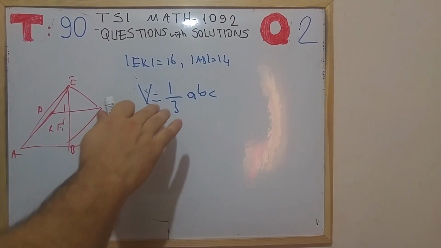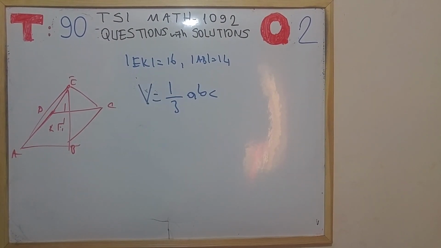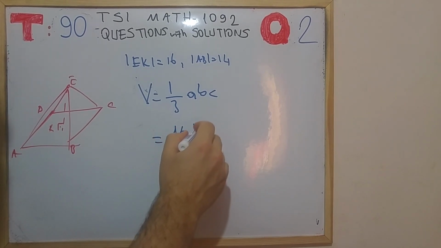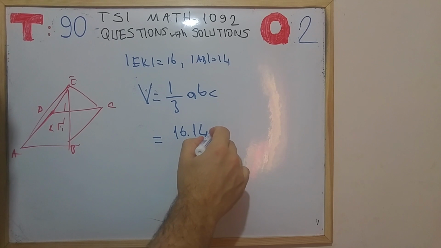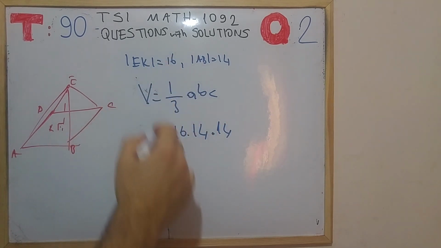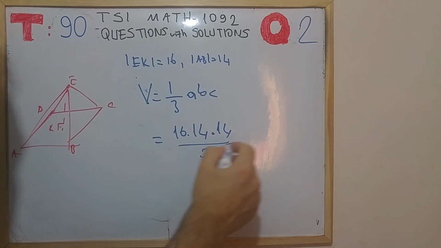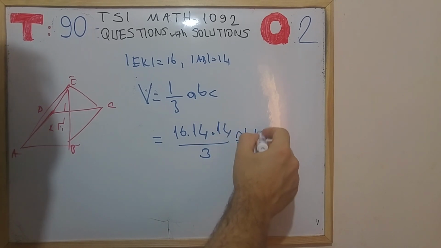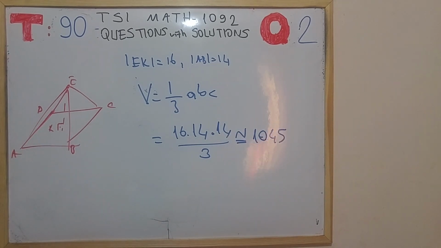The volume is equal to the multiplication of 3 dimensions divided by 3. That is equal to 16 times 14 (AB) times 14 (BC), because this is a square, divided by 3. And this gives me the result of nearly equal to 1045.